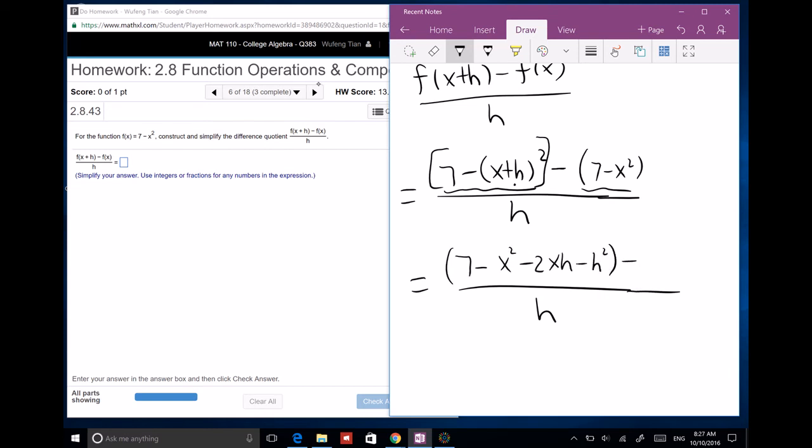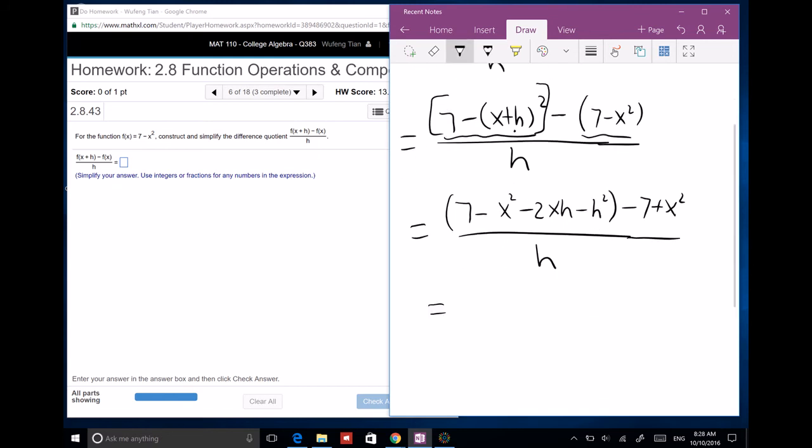Then we simplify. We expand to 7 minus x squared minus 2xh minus h squared. And minus, FOIL this one... oh, you don't have to. There's no FOIL here, just distribute it: 7 plus x squared. Then we simplify. 7 minus 7 cancels out, and x squared and plus x squared cancel out. So we get negative 2xh minus h squared over h.